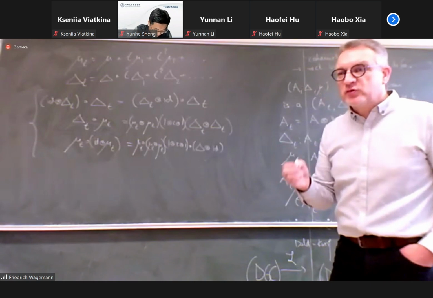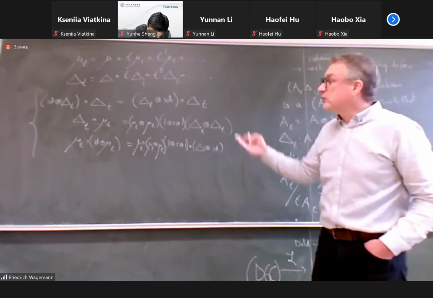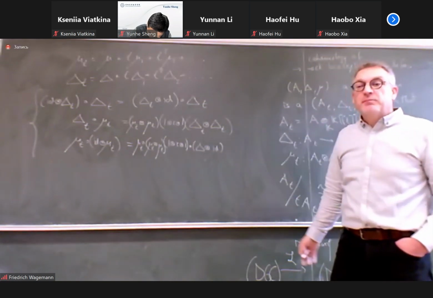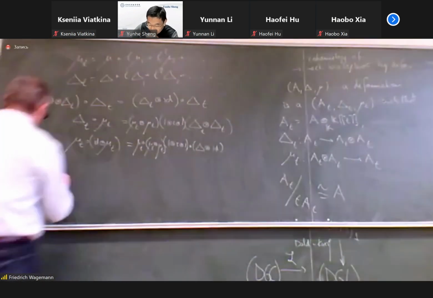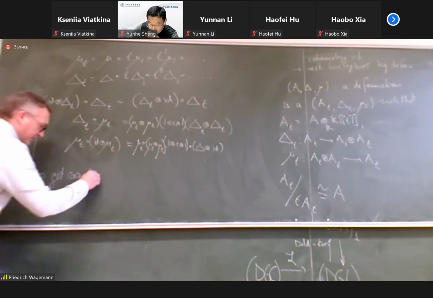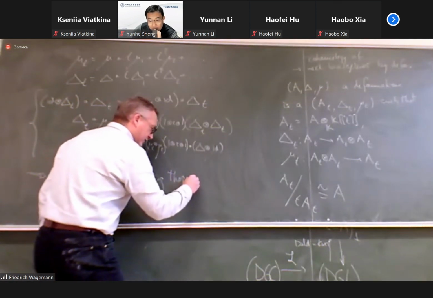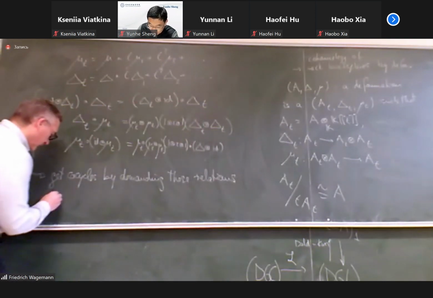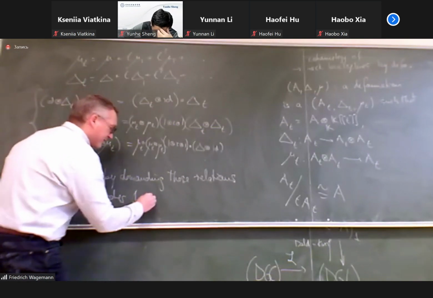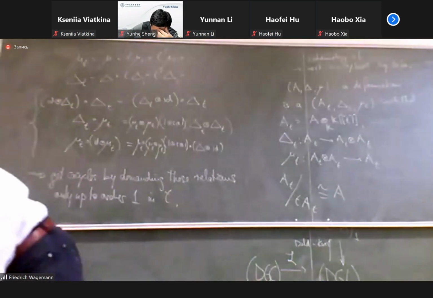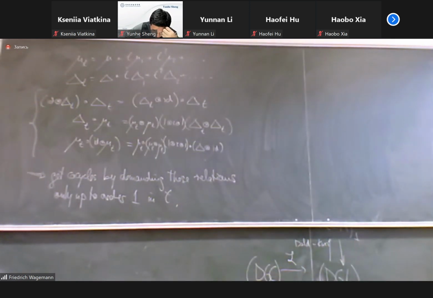But now you can come to the deformation cohomology when you ask them only up to order 1. Then you can get right away what you mean by a co-cycle. Let me show this to you. You get co-cycles by demanding these relations only up to order 1, and then for example, let me show what this leads to for rank cohomology.